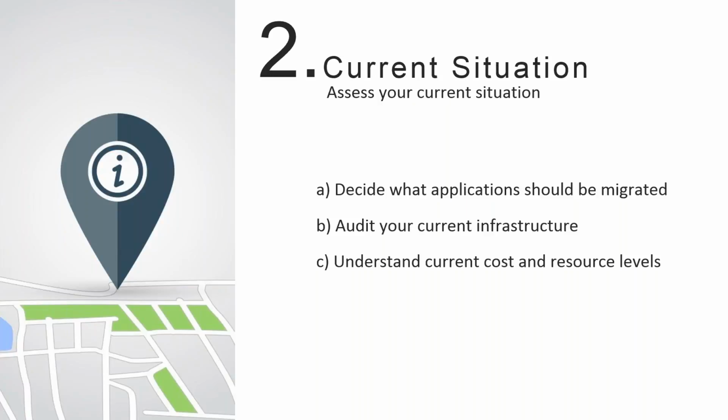Step 3 is really looking at an understanding of the current costs of what you're looking at. After performing your infrastructure audit, you really should then understand what kind of costs are associated with it. So a thorough analysis of current costs and resource levels will definitely help identify inefficiencies, locate areas of improvement, and give you a baseline for comparison.